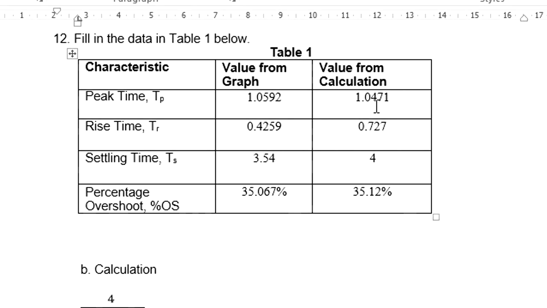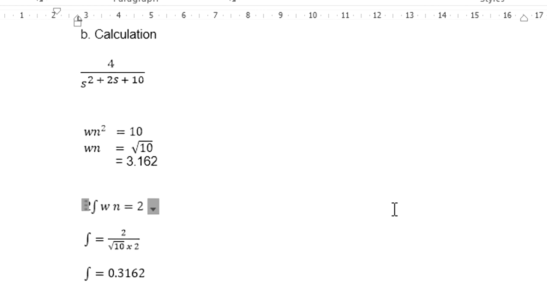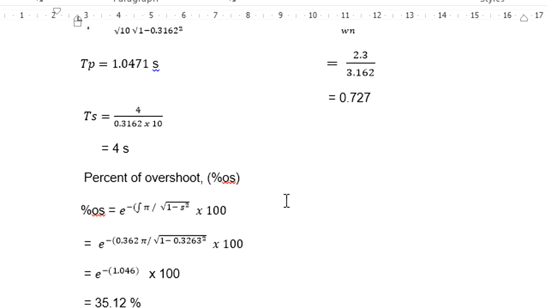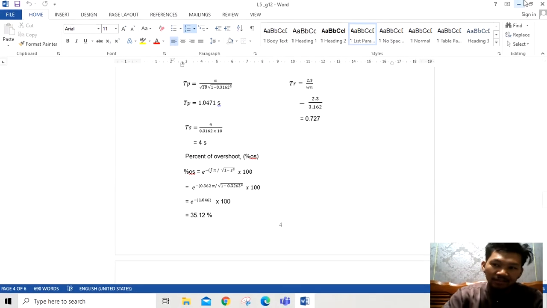We can see from the calculation we get 1.0471 for the peak time. The value from the graph for rise time is 0.4259, and for calculation we get 0.727. For the settling time, the value from the graph is 3.54, and the value from calculation we get is 4. For percentage overshoot, the value from the graph we get is 35.067% compared with the value from calculation, 35.12%. Okay, that's the calculation. That's all.